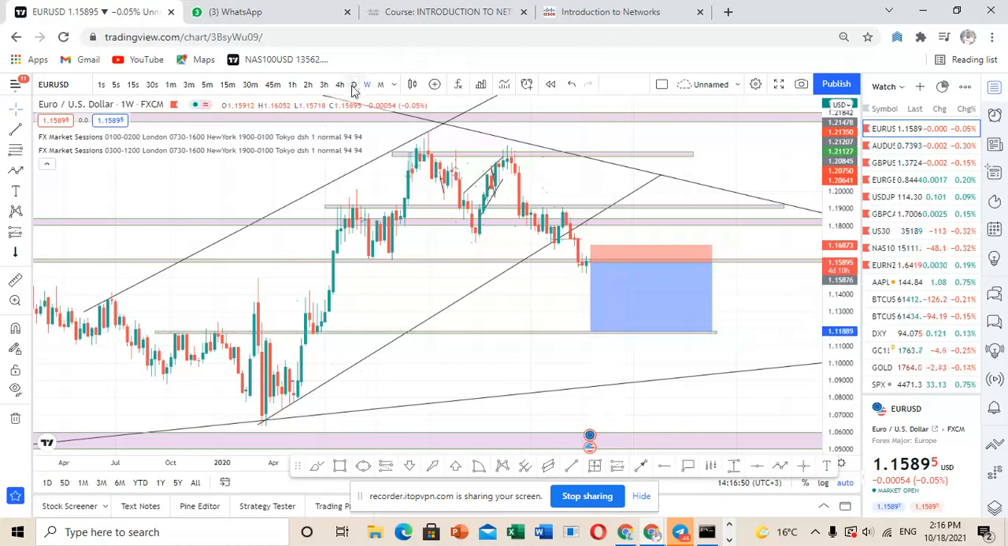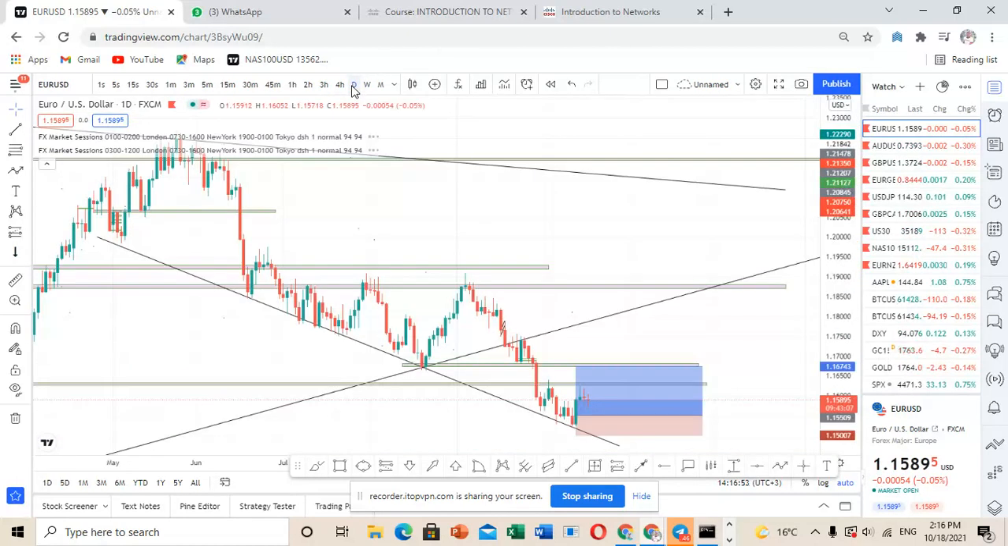Now let us move to the daily time frame. Looking at the market from the daily perspective, that is what I was actually explaining from the weekly time frame.